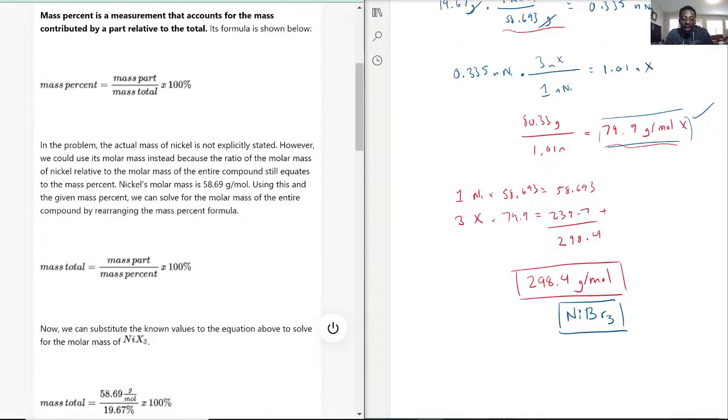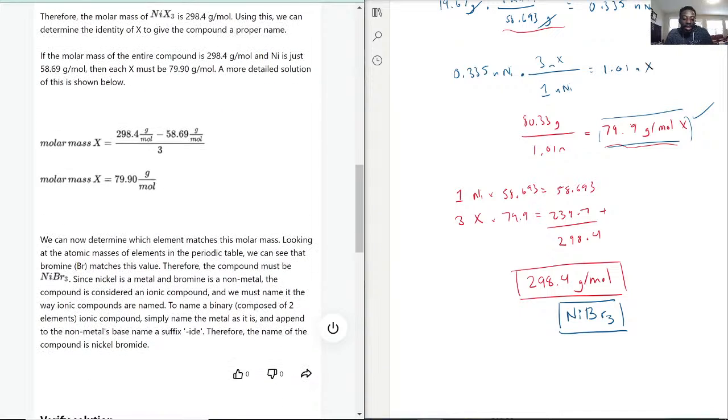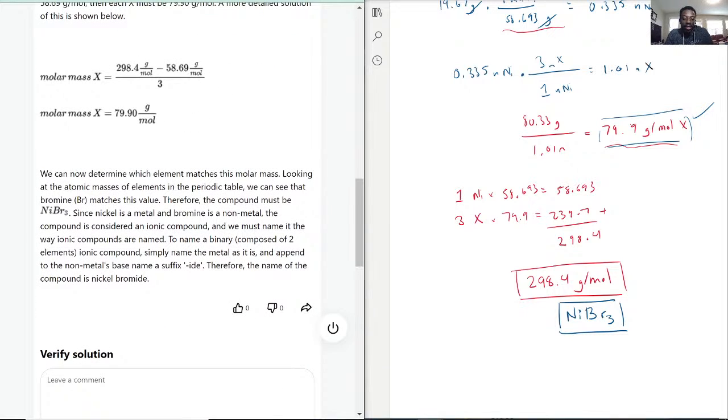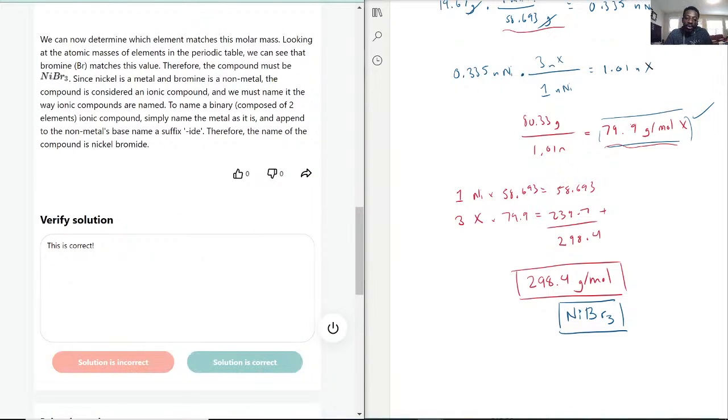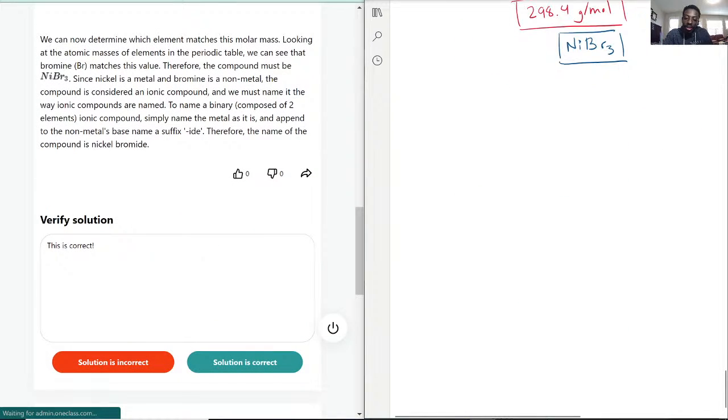Okay, and now let's scroll down as we got here. Exactly, it is nickel bromine 3. Well, I mean, it's just nickel bromine, because nickel's a metal. Nickel bromide is what you'd say, because we want the same ending, the IDE, and it's a metal and a non-metal. So nickel bromide. Okay, let's move on to question 16.